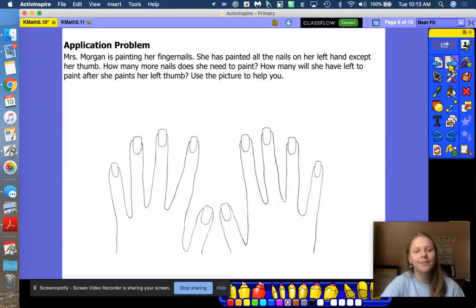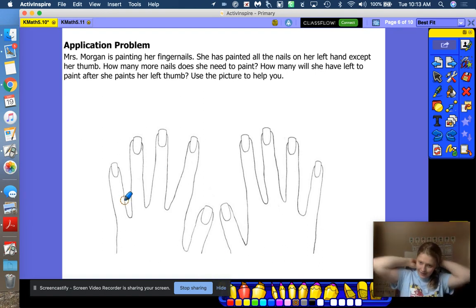Well done. All right, Miss Morgan is painting her nails. Let's see what color maybe she wants today. We're going to do some brown, her favorite color. Mrs. Morgan is painting her fingernails, and she has painted all of the nails on her left hand. Who knows which one is their left hand? Hold it up for me if you can. Your left hand. Good job.